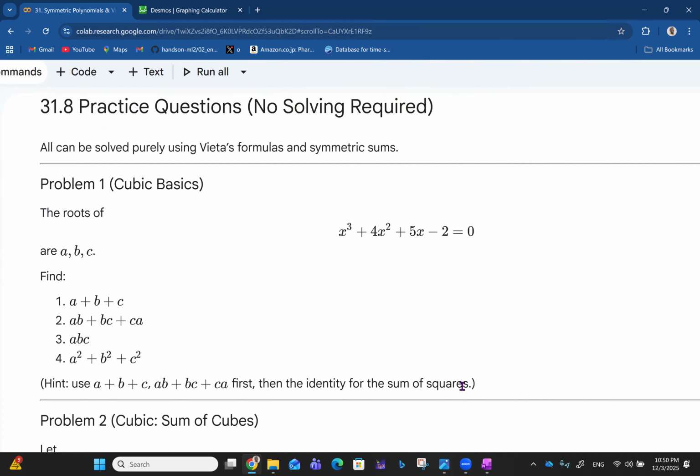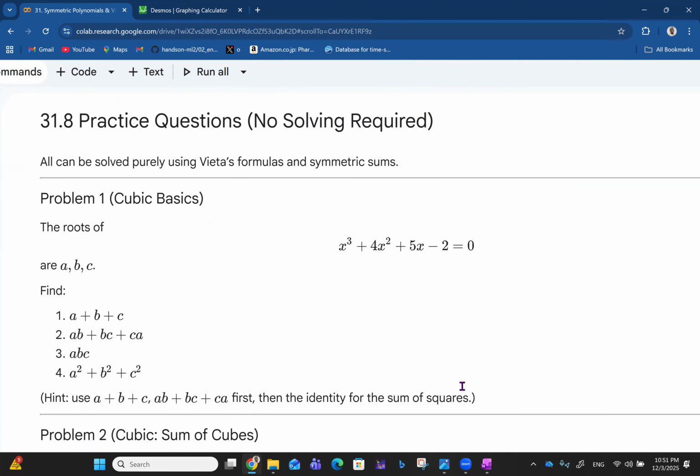So as far as this is concerned, these are practice questions now. No solving required, that's important. That's what Vieta is about. So all can be solved purely using Vieta's formula and symmetric sums. So the roots of x cubed plus 4x squared plus 5x minus 2 equal to 0 are A, B, and C, or you can also say alpha, beta, gamma if you like. So we are looking for A plus B plus C.